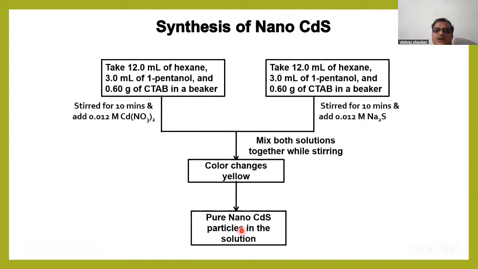One example is nano cadmium sulfide. You can make nano cadmium sulfide in the lab if you have a simple beaker, some conical flask and so on. Very simple, and apart from that, you need appropriate chemicals. Based on that, by this method you can synthesize the cadmium sulfide nanoparticle.